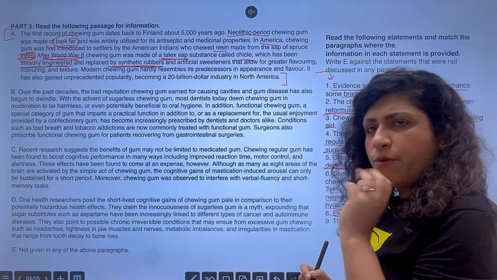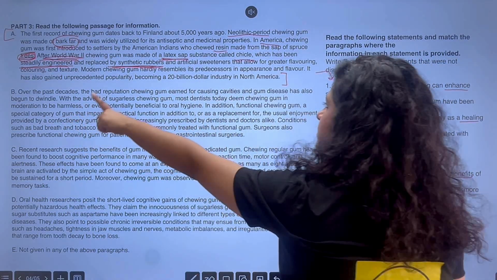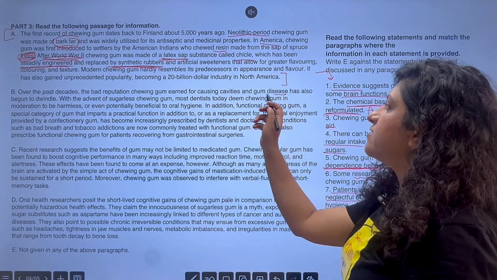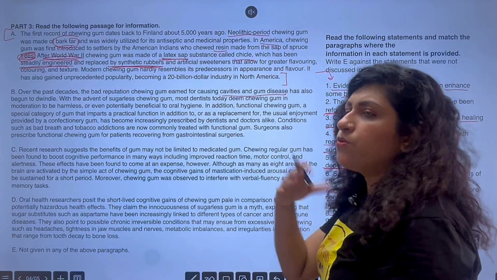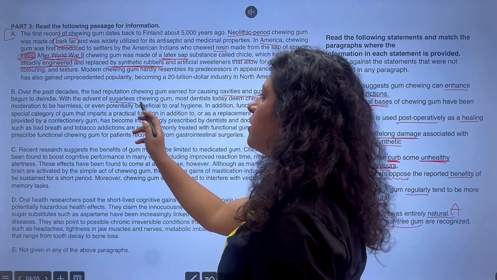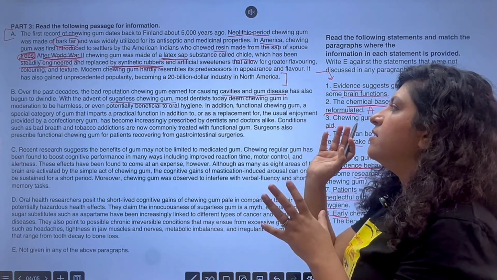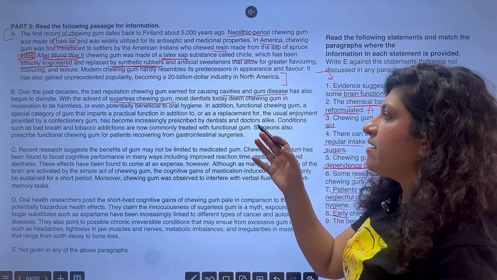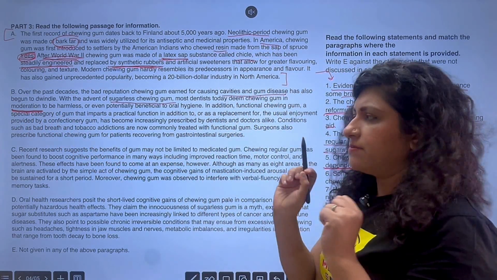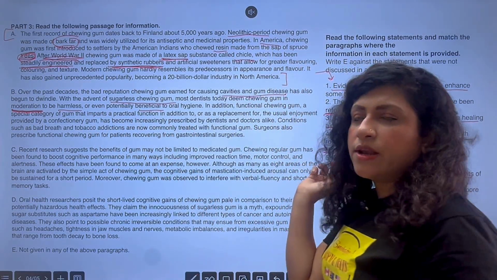Now here, what are the points being discussed? First point is, earlier, chewing gum had a bad reputation because it caused cavities and gum diseases. But that began to dwindle. Means now with the advent of sugarless chewing gum, when sugarless chewing gum started coming in the market, what dentists have realized is that when chewing gum is eaten in limit, in moderation, it's harmless. It can even be beneficial to oral hygiene.